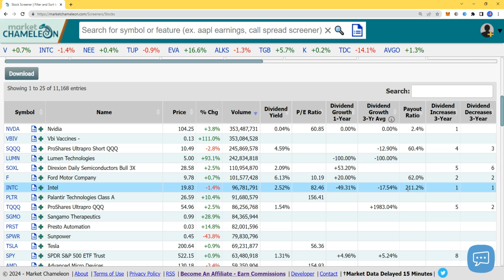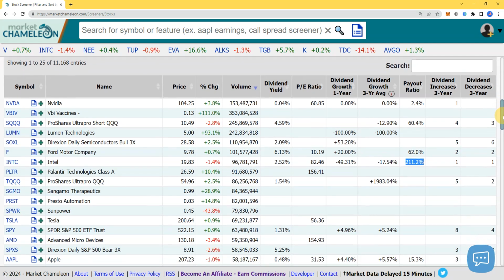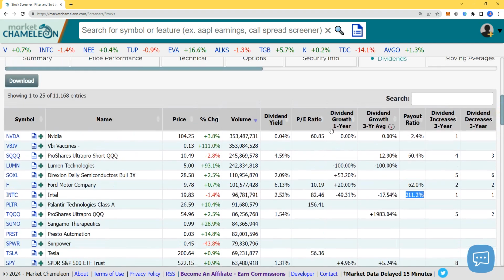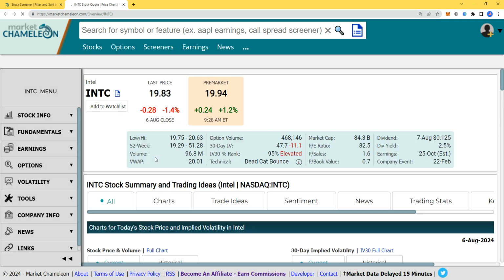The chickens came home to roost, as they say in The Wolf of Wall Street, and 211% is way too much. It's unsustainable, and this is what happened. If you look at other stuff, let's click first of all on Intel, and then I'm going to show you other stocks just so you can see other stuff.